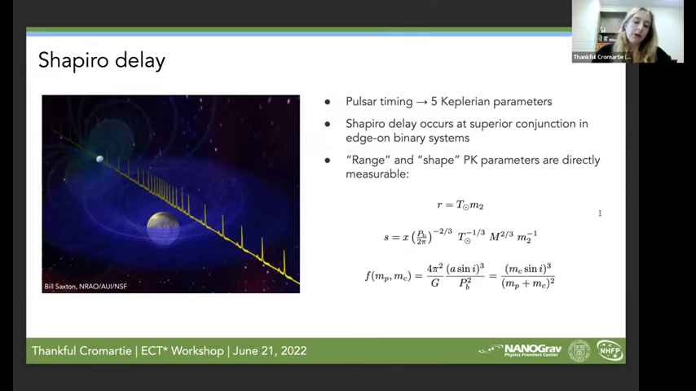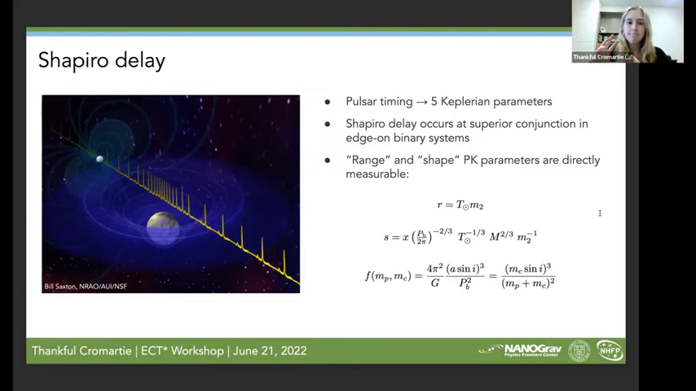Okay, so there are many ways to constrain and measure neutron star masses. The one we're going to be talking about today is Shapiro delay. This is a really great way to make precise mass measurements using pulsar timing. So pulsar timing for binaries is going to give us a simple description of the binary orbit, things like the orbital period, the eccentricity of the orbit, things like that.